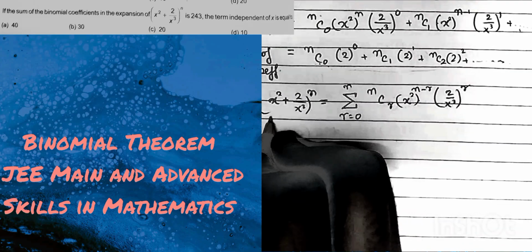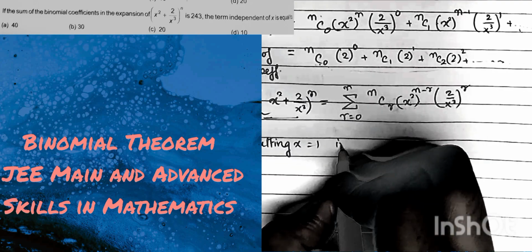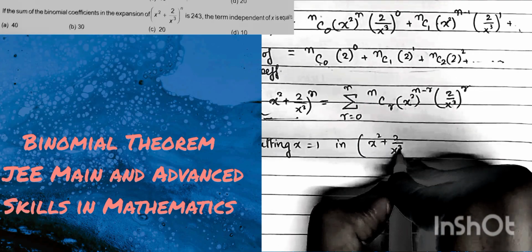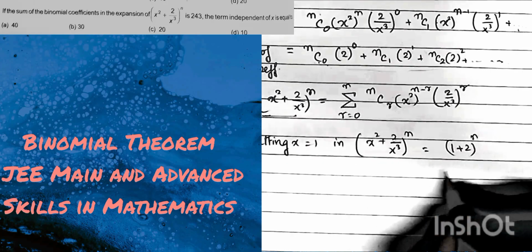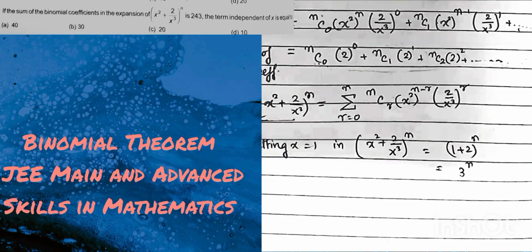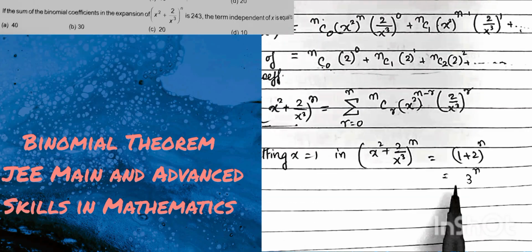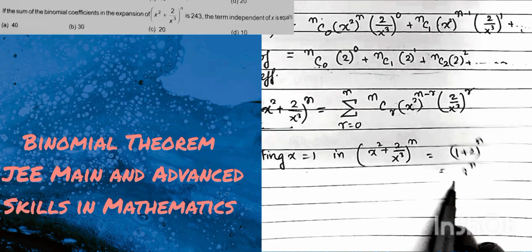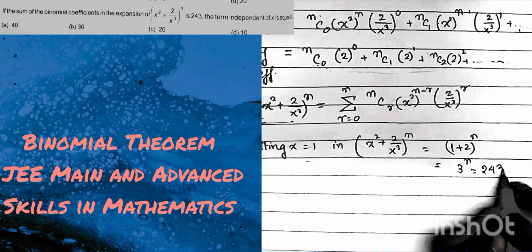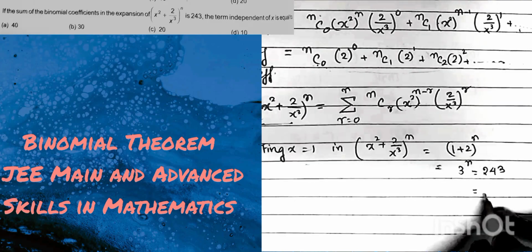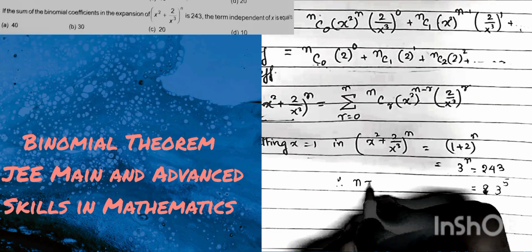So our binomial expansion was this. I put x equal to 1 in this expansion, and when I do that, we get (1 + 2)^n, or 3^n. So the sum of the binomial coefficients in this expansion is 3^n. In the question, it is given that this is equal to 243. We know that 243 is also 3^5. So from here we can say that n is equal to 5.